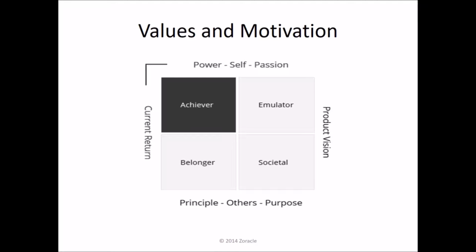Above the horizontal line, you'll notice that the achiever and the emulator is driven by power and passion. This is sort of the core of who they are. They're driven to acquire passion and power at the same time. Now, they're both folks that are self-driven, meaning what they want to accomplish is about themselves. Now, if we go below the horizontal line, we'll see that the belonger and the societal is others-directed versus self-directed, meaning they put the needs of others ahead of themselves.